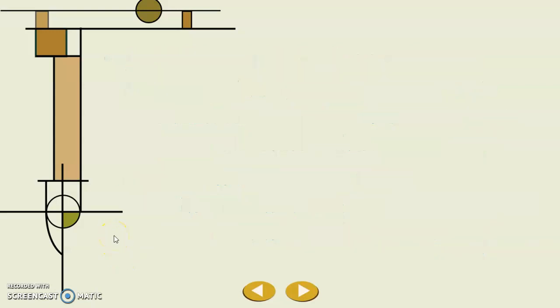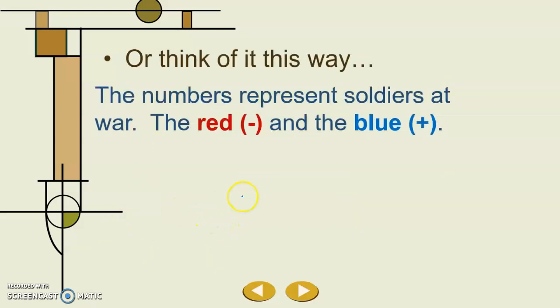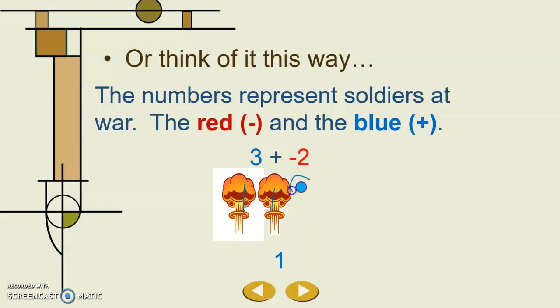Another way that you might want to think of it is a little bit like this. Numbers represent soldiers at war. You have your red soldiers, which are your negative numbers, and your blue soldiers, which are your positive numbers. So here in this problem, we have 3 positive soldiers, blue, and 2 negative, 2 red. If we were to line those up, we've got our 3 red ones here, and our 3 blue ones, and our 2 red ones. These will cancel each other out. And what you're left with is 1 left over. That blue is positive, so our answer is 1 positive, or positive 1.